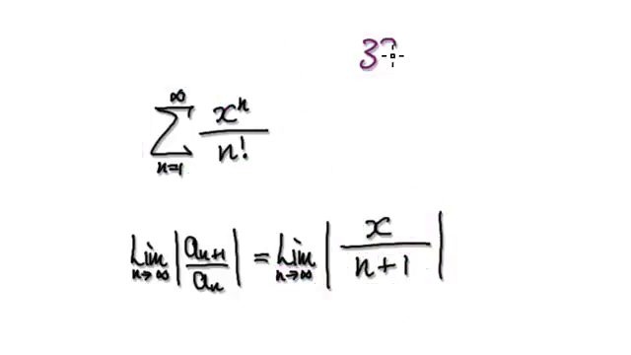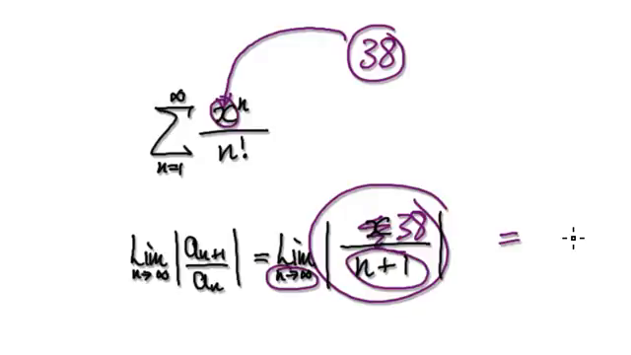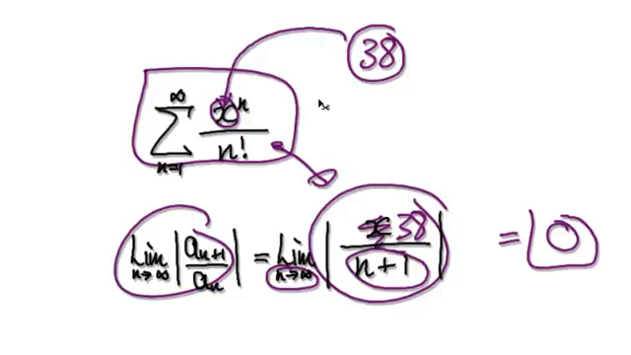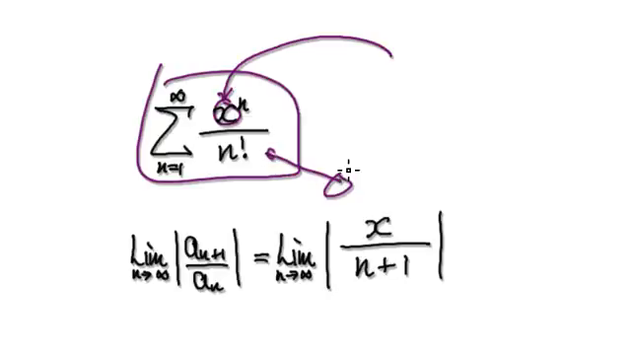If you put, let's say, 38 into here, then this will be 38 over n plus 1. As n gets bigger and bigger, the denominator keeps getting bigger, making the overall thing head towards 0. The limit of this being 0 means that the original series will converge. In fact, you can put any number into here, and it will converge.